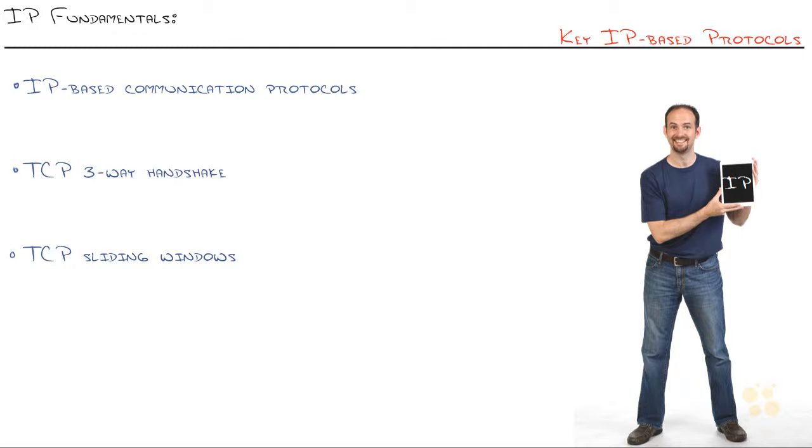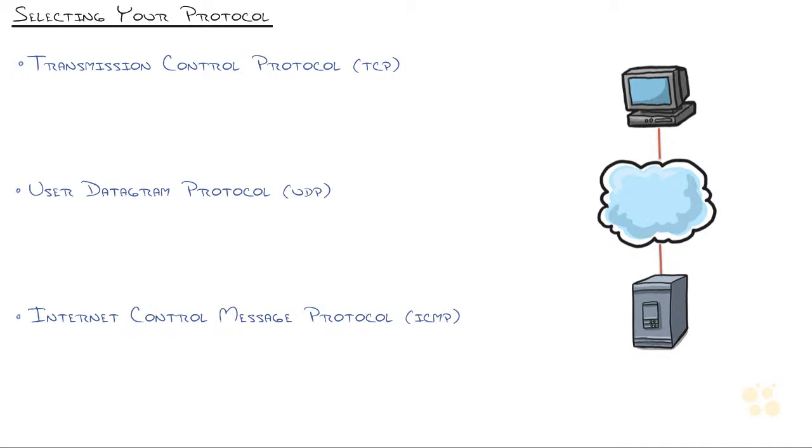Key IP-based protocols. Now, there is a big difference between the communication, which is unicast, multicast, broadcast, and anycast of IP, and the protocols of IP, which is primarily TCP, UDP, and ICMP. Now, I want to make sure we're all on the same page with something before I go any further. You and I do not choose these protocols. We don't choose the communication type that happens.